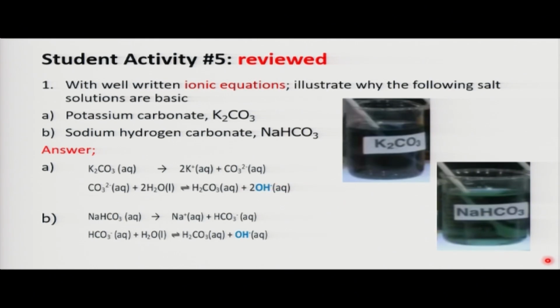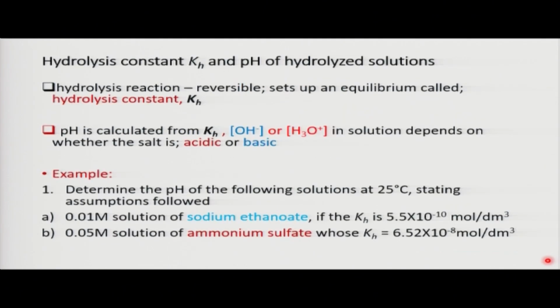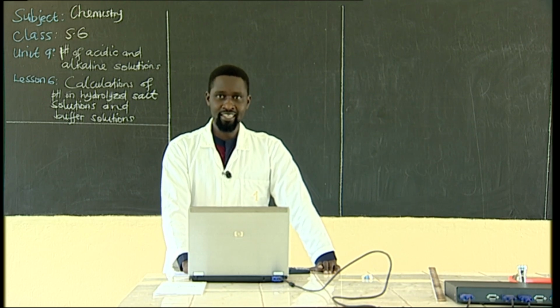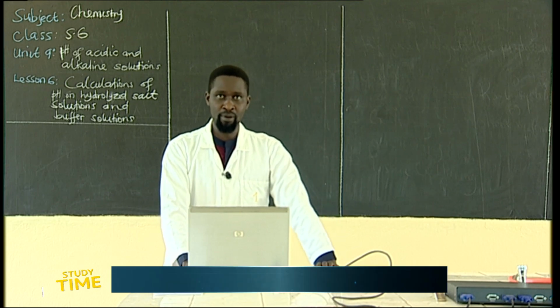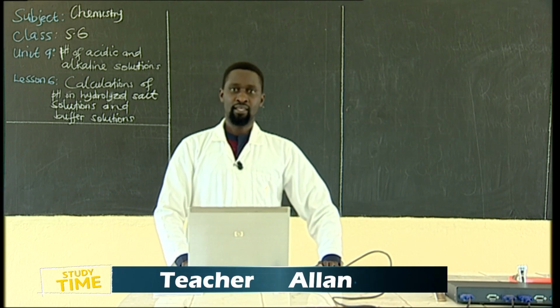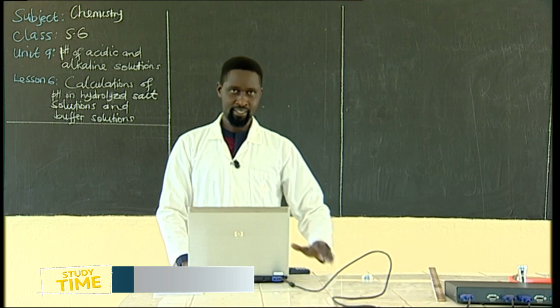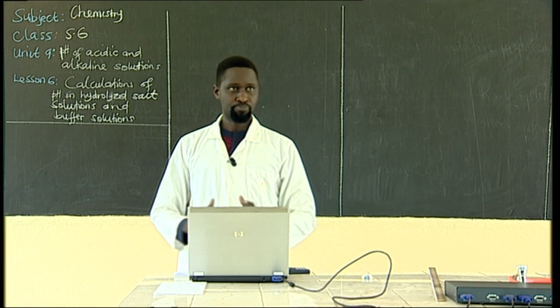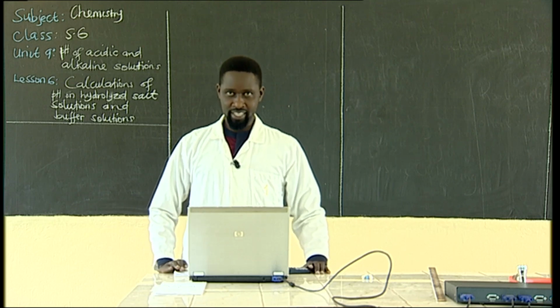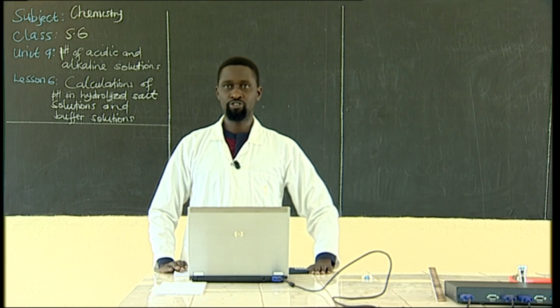Now let's go to today's content, which is the hydrolysis constant KH and the pH of hydrolyzed solutions. A quick recap on the objectives: you need to calculate accurately the pH of different salt solutions and explain the action of the buffer in regard to the pH of human blood. Those are our objectives. So, hydrolysis constant and the pH of hydrolyzed solutions.